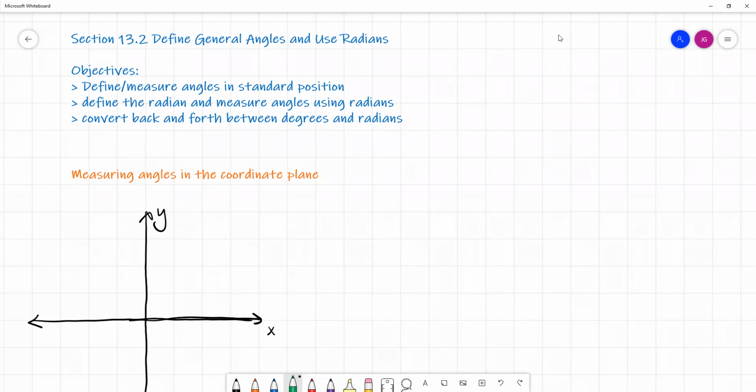Okay, so pretty much the general idea of this section is to use angles, kind of measure them in the coordinate plane, and to give us a little bit of a setup for what we're going to be doing for the rest of this section, okay?